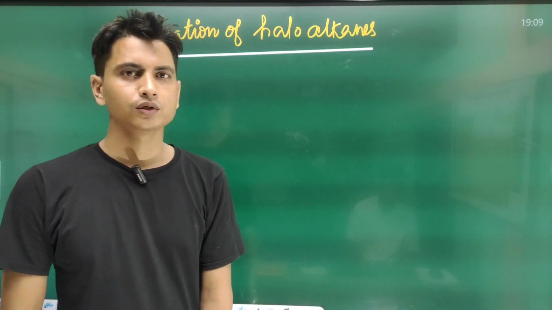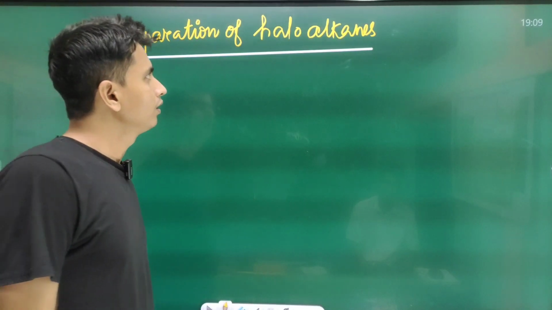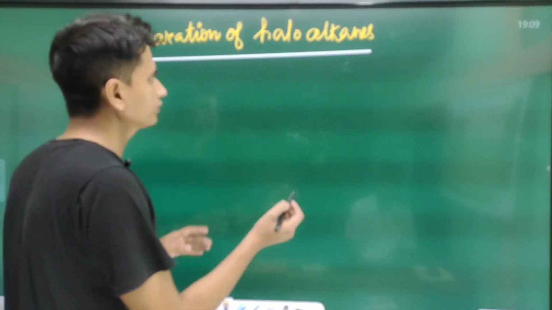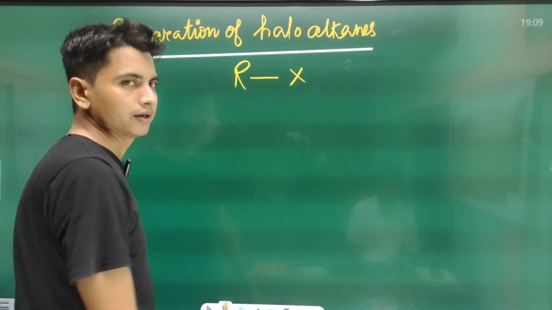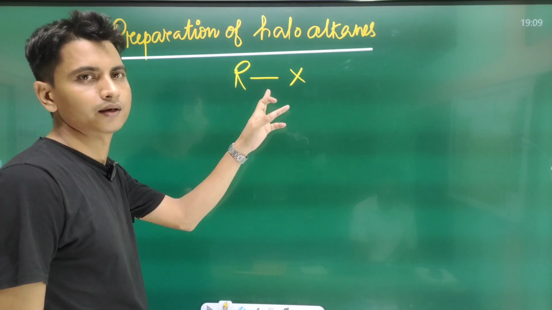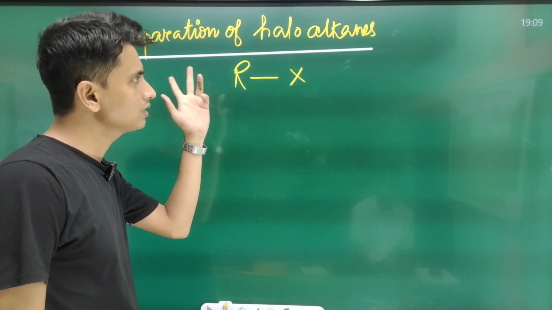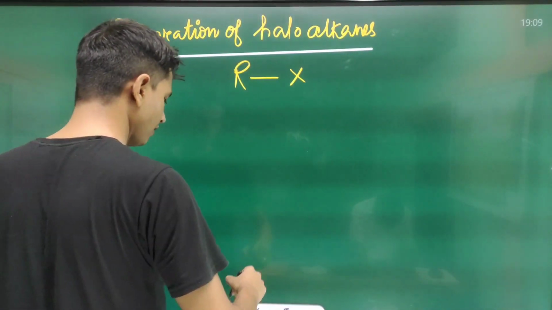Hello students, today I'll discuss the preparation of haloalkane. As we know, haloalkane compounds are RX type compounds. That means when R is attached with a halogen, the compound is called haloalkane. We have to prepare this type of compound in today's class. We'll prepare haloalkane compounds.